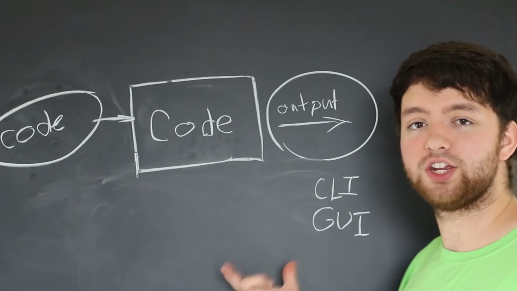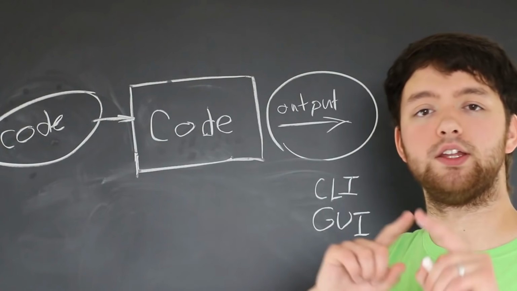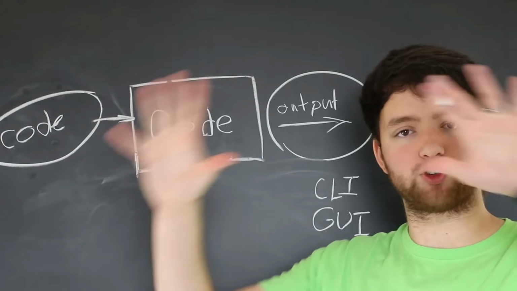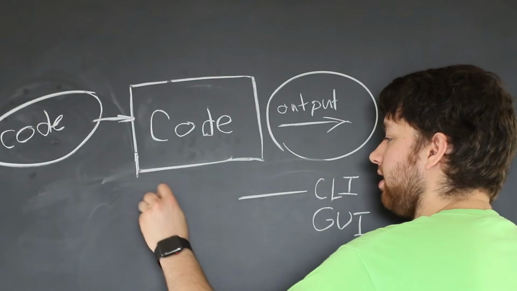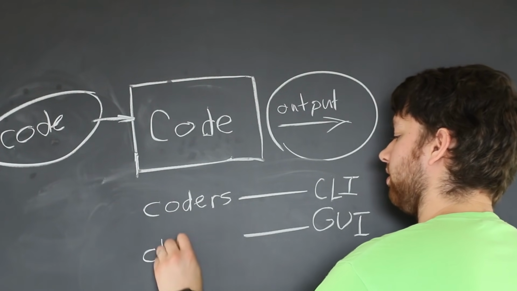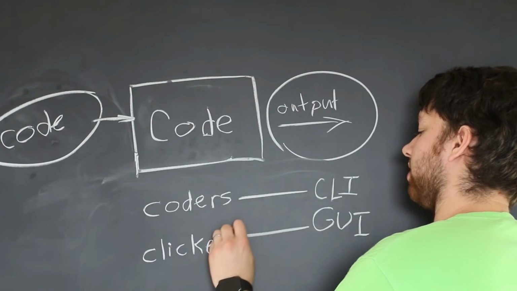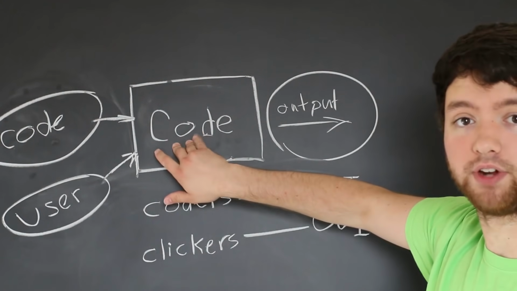The second thing here is a GUI, a graphical user interface. This is when you actually create buttons, so it's clickable and it's visual. So typically, if I had to generalize this a little bit, the CLI is for coders. The GUI is for clickers. And that's just a rude word to say people who don't code. So there's two possible ways to interact with your application.